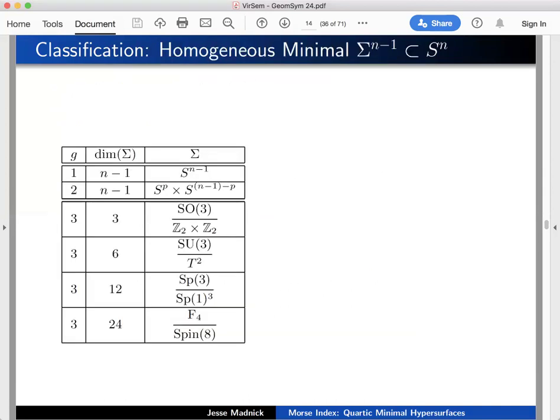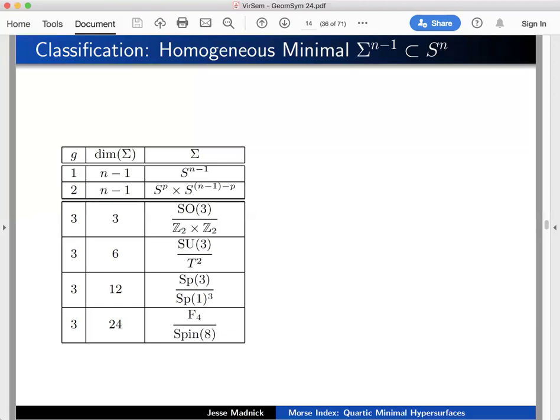So here now is the list of the minimal homogeneous hypersurfaces in spheres. For G equals 1, we've already met these. These are the equators. Those are all of them. And for G equals 2, those are the Clifford hypersurfaces, which we've also seen. Now for G equals 3, again, this is due to Cartan, it turns out that there's only 4 of them, literally just 4 homogeneous minimal hypersurfaces with 3 distinct principal curvatures, and here they are.